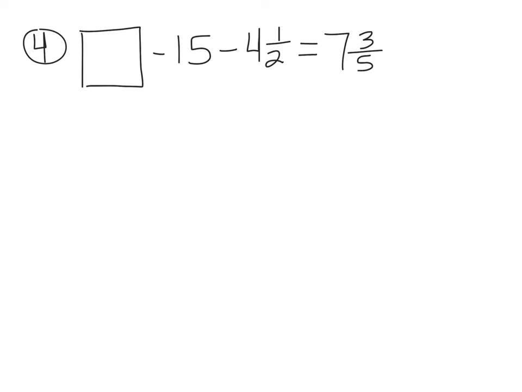Problem 4. Blank minus 15 minus 4.5 equals 7 3/5. Well, I am going to do the reversal again. Before we subtracted because we were adding, and now we're subtracting, so now we're going to add. So I know I have to equal 7 3/5. And I'm doing the opposite of subtraction, which is addition. So I'm going to add 15, and I'm going to add 4.5.